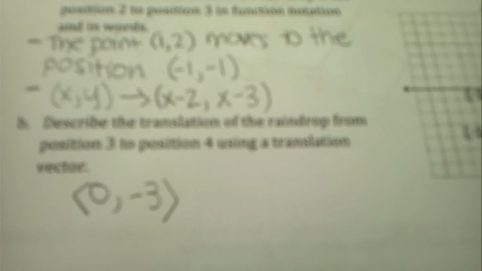Letter B, describe the translation of the raindrop from position 3 to position 4 using a vector. So here's my vector notation. 3 to 4. So I look, and did it move at all on the x? It didn't move, so my x value is 0. But my y value, it did go down. It went down 3 units. So -3. That is my vector. Okay? We're going to go over this tomorrow, so be ready.